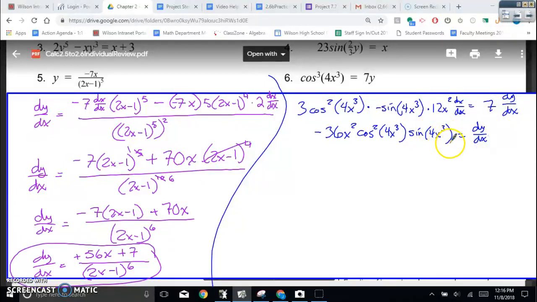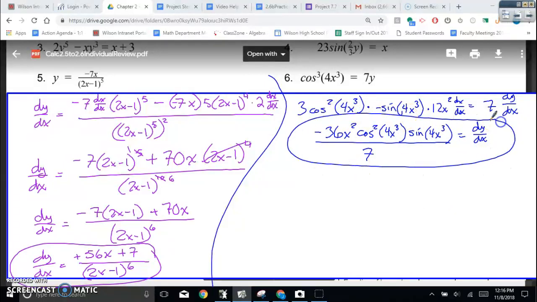Now, how do I move 7 over? I basically divide this. 36 is not divisible by 7, nor is that reducible. You can keep it as is. All right?